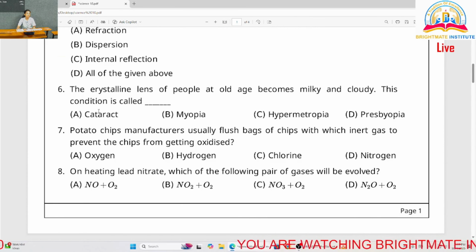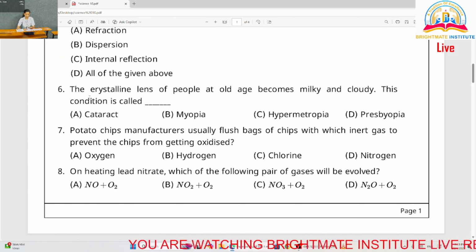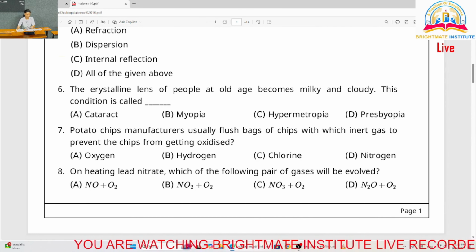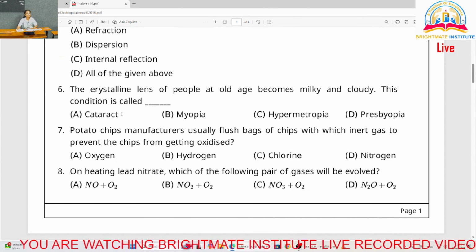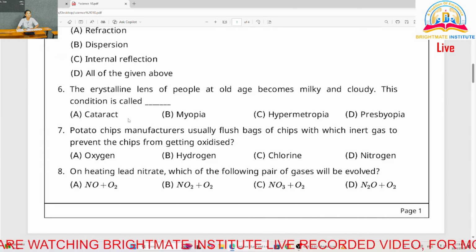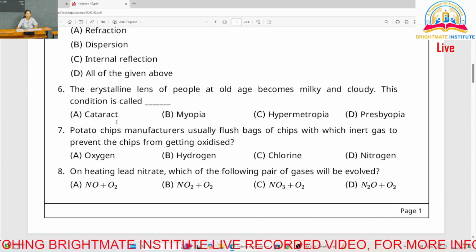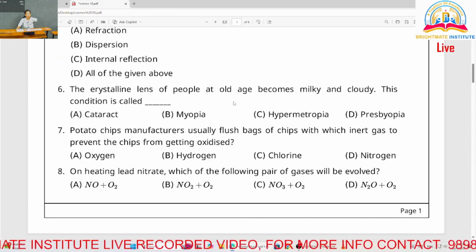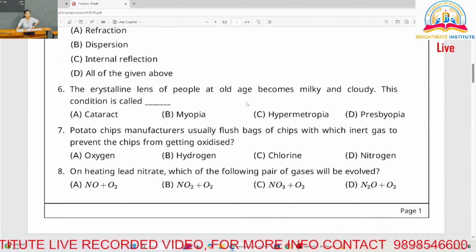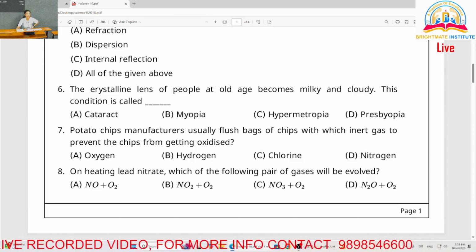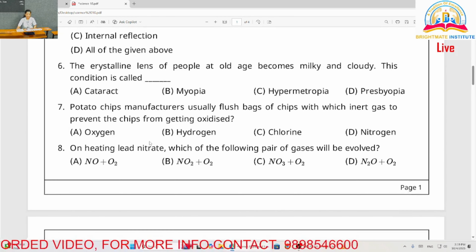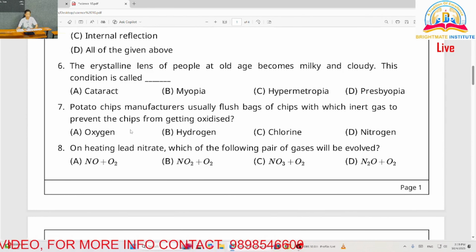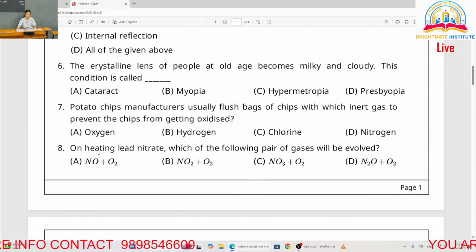Now the sixth one, the crystalline lens of people at old age becomes milky and cloudy. This condition is known as cataract, because it is a condition, it is not a disease, and this condition is known as cataract, where the crystalline lens of people at old age becomes milky and cloudy.